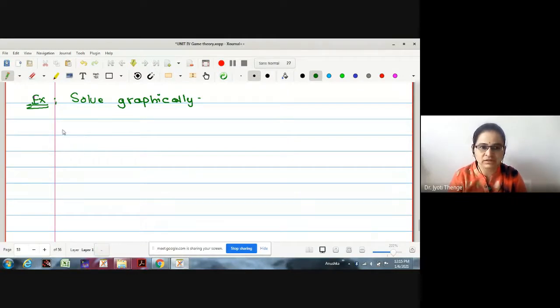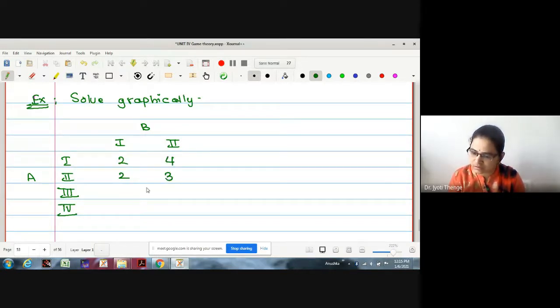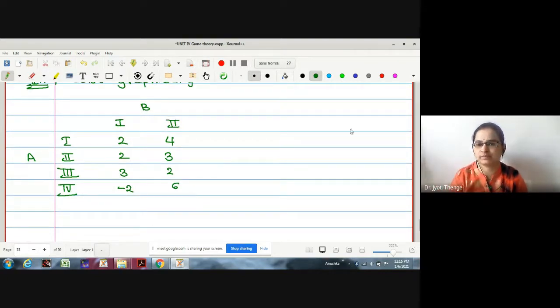Solve graphically. B is having 2 activities. A is having 4 activities. The entries are 2, 4, 2, 3, 3, 2, minus 2, 6. Now this is a problem of a 4 by 2 game.